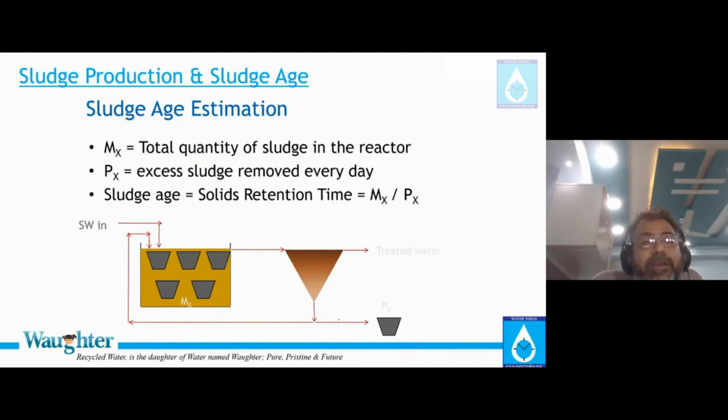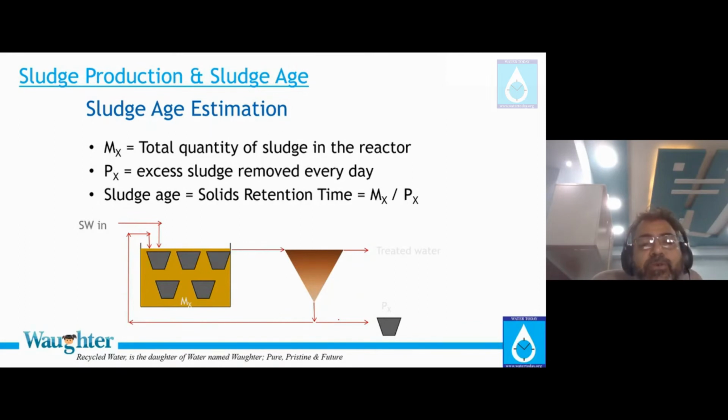The next thing is sludge production and sludge age. Sludge production: we understand the manufacturing process of C5H7NO2, a new biocell, is called sludge production. So you produce sludge. Then what is sludge age? To understand sludge age, we'll go through this slide.